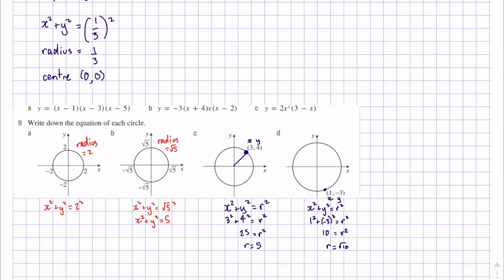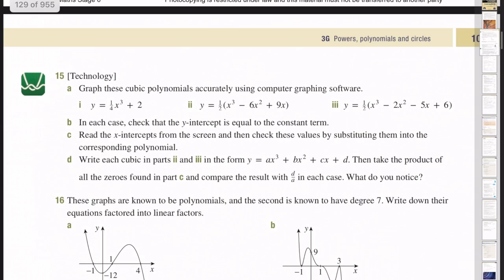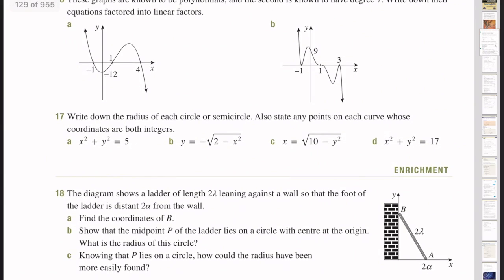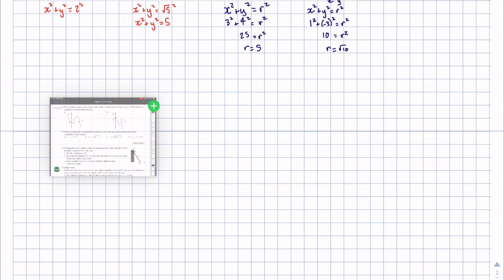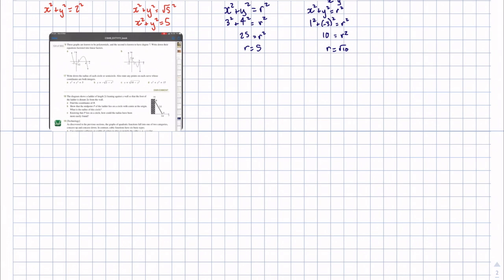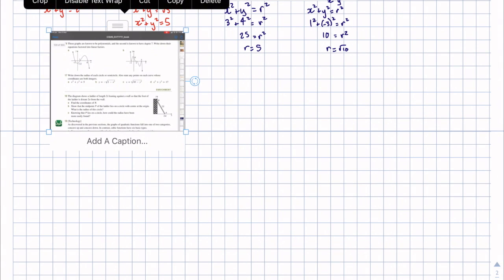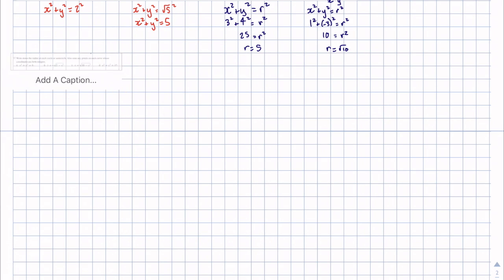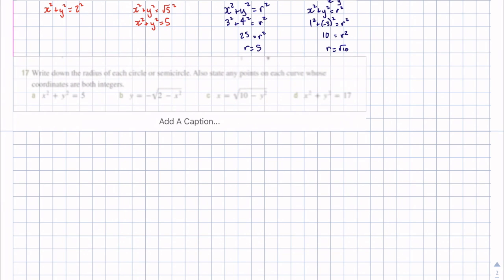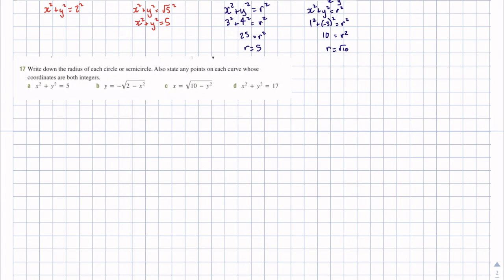And then question 17. Oh, now if they've decided to be mean, and I'll grab this question and show you, question 17. If they decided to be mean and give you questions with square roots still in them. So let's have a look. Now, if it's still got a square root in it, that means it's a semicircle.